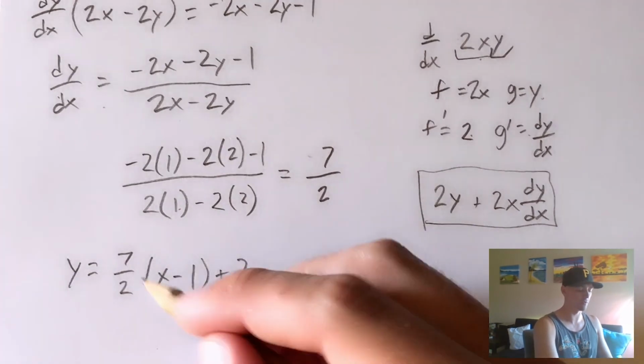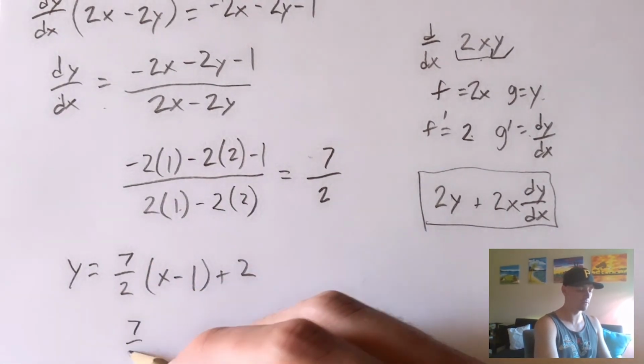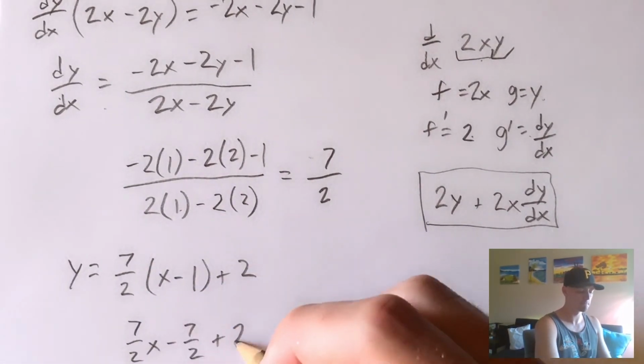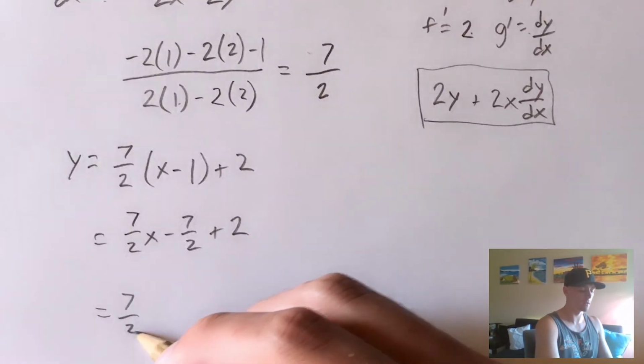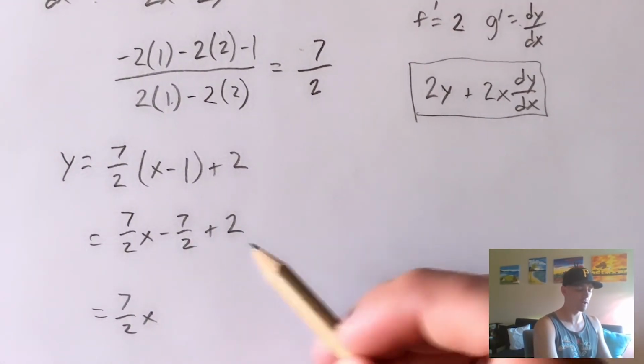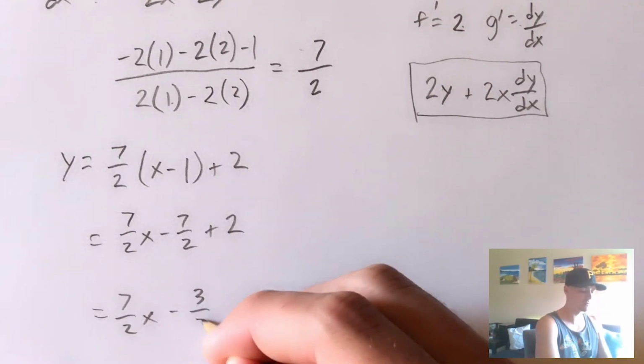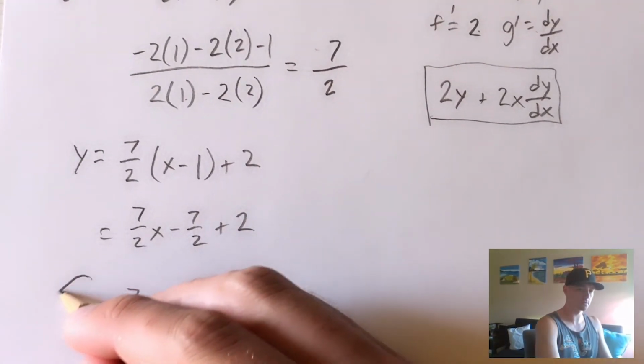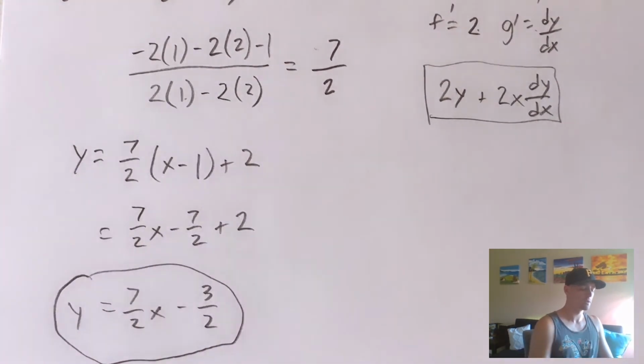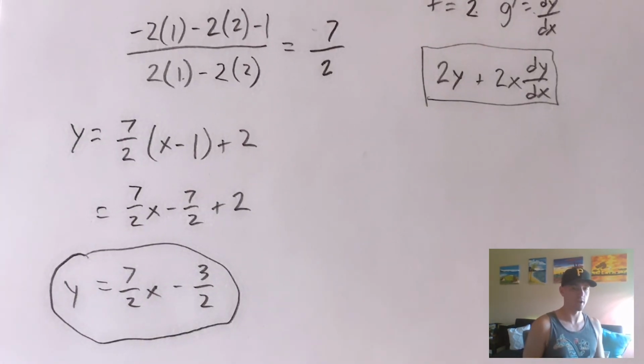And then we can just simplify that. So if we distribute the 7/2, and then we can combine our like terms, minus 7/2 plus 4/2 essentially is negative 3/2. So that gives us y equals 7/2 x minus 3/2, and that's going to be the equation of the tangent line to that given curve at the given point. Hopefully you found this video helpful.